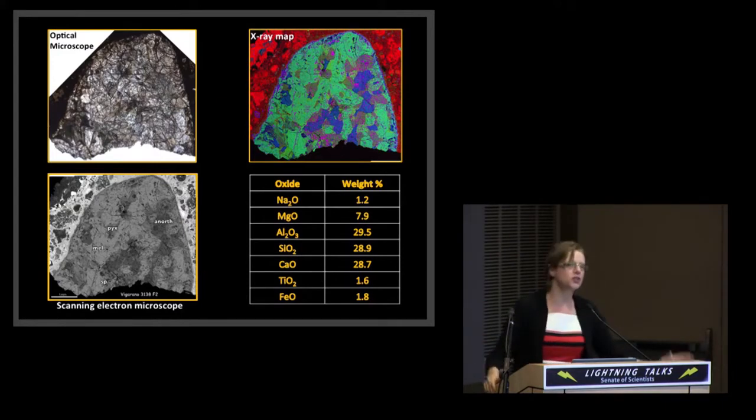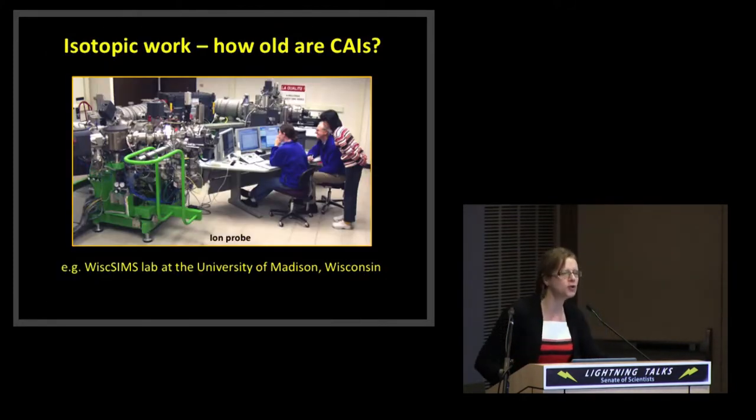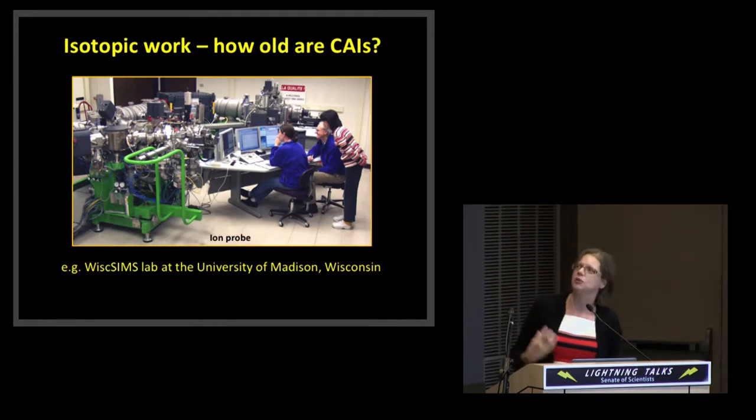And just in case you don't like pictures and you prefer numbers and data tables, I put one of those in there too. This data table on the lower right shows the chemical makeup of a CAI. And as you can see, it's got a lot of aluminium and a lot of calcium in there. So using the techniques we have available in the Department of Mineral Sciences, we can look at the chemistry, the mineralogy, and the petrology, the texture of our CAIs. But they have so much more to tell us. We have so many more questions we want to ask them.